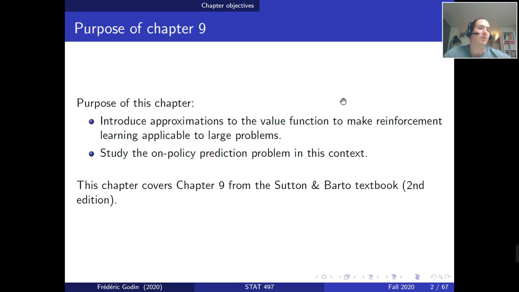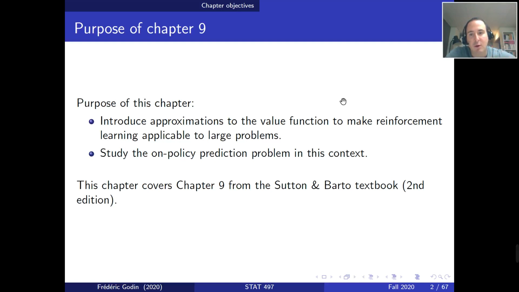In what we did previously, we had a table lookup approach where the value of each state, or its approximated value, was listed separately for each state. But for problems where the state space is way too large, this might not be feasible. If you have 10 to the power 10 states, of course you cannot store a different value for each state. So we're going to see how to go around this problem and use approximation methods to handle this issue.